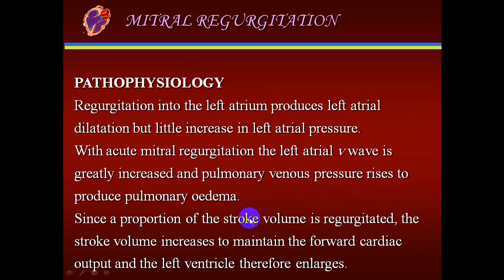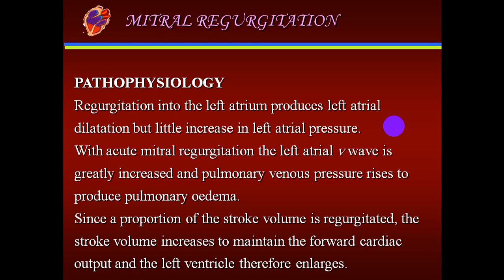In the pathophysiology and hemodynamic change, regurgitation into the left atrium produces left atrial dilatation, but little increase in left atrial pressure. So it's a problem of volume overload, not a pressure overload as in mitral stenosis, which is purely a pressure overload. With acute mitral regurgitation, the left atrial V waves, venous waves, are greatly increased and pulmonary venous pressure rises to produce pulmonary edema.